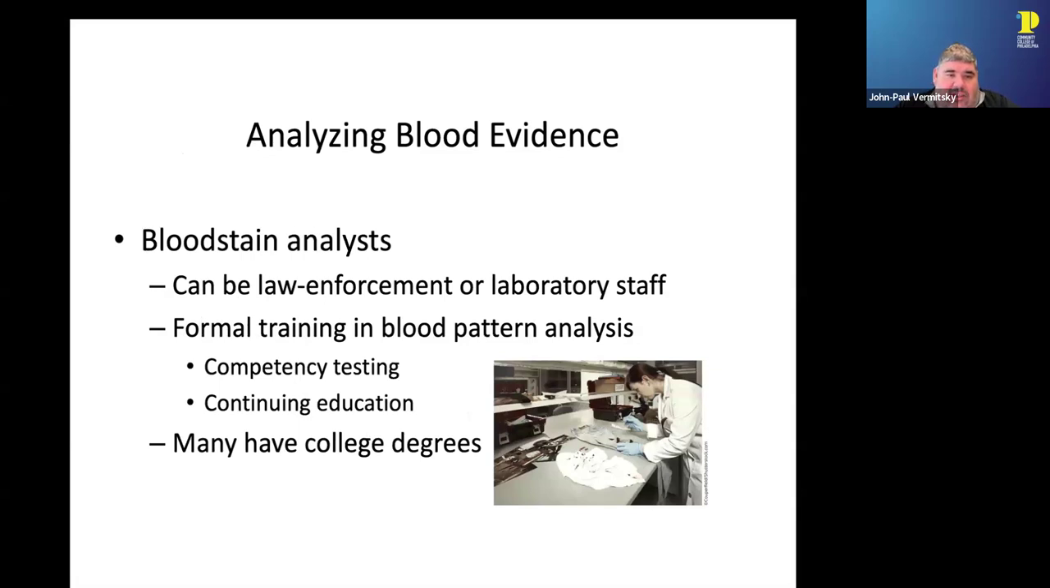So a bloodstain analyst, this could be somebody in law enforcement, or it might be somebody on the lab side of the house. Formal training in blood pattern analysis is required. There's competency training, competency testing, as well as continuing education. There's always new information coming out. There's always new studies coming out. There's always new techniques being tested. So you want to make sure that if you are a person in this area, you have up-to-date information on what you're accomplishing there.